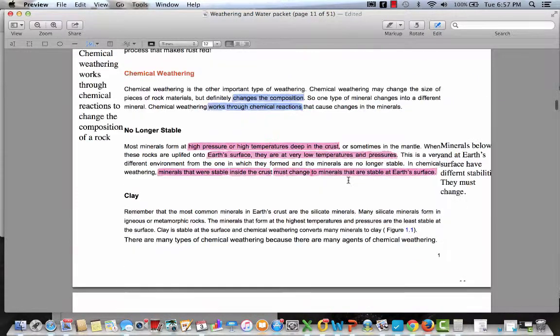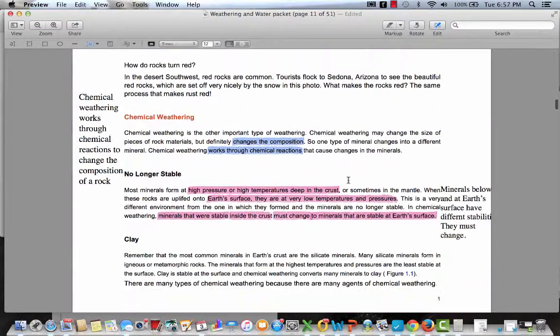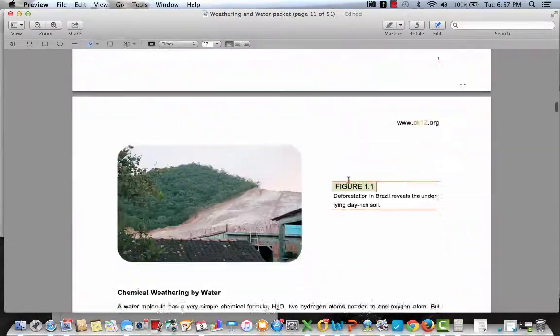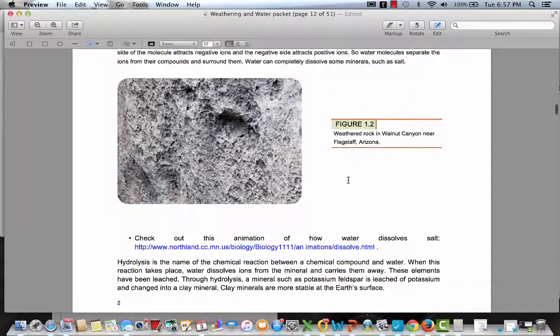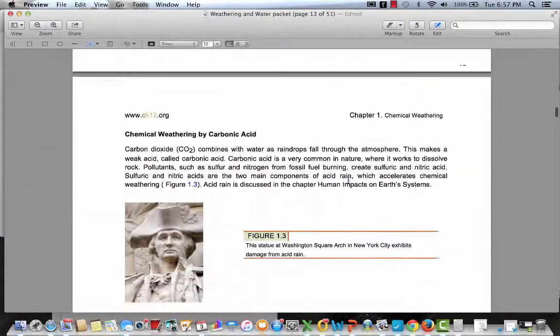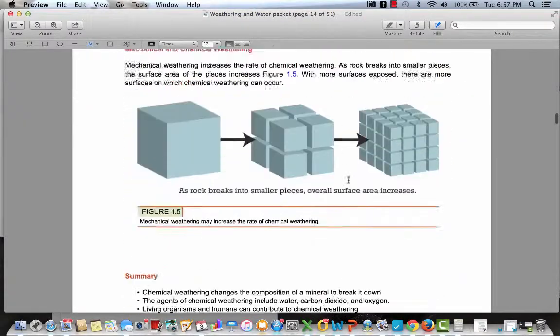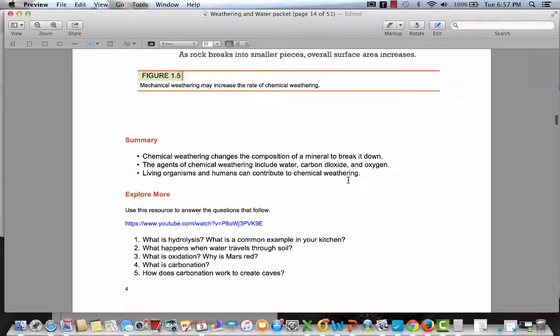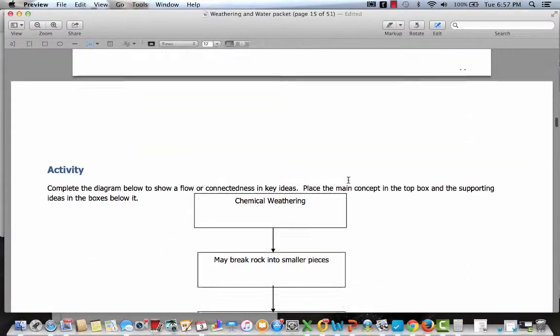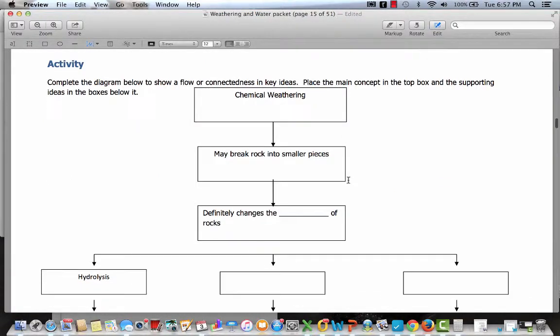Now you guys have seen a couple examples of how summarizing works. Please try to use the summarizing technique with the rest of these passages in our chemical weathering chapter. When you are finished at the end, there is a flowchart to complete, very similar to the flowchart that we did on Tuesday.